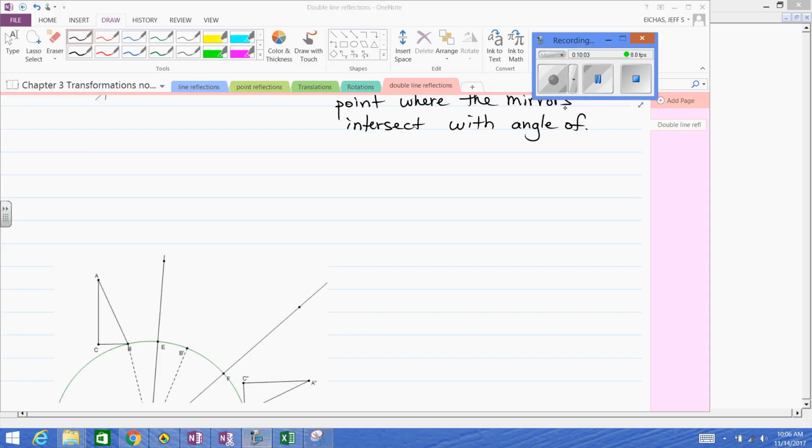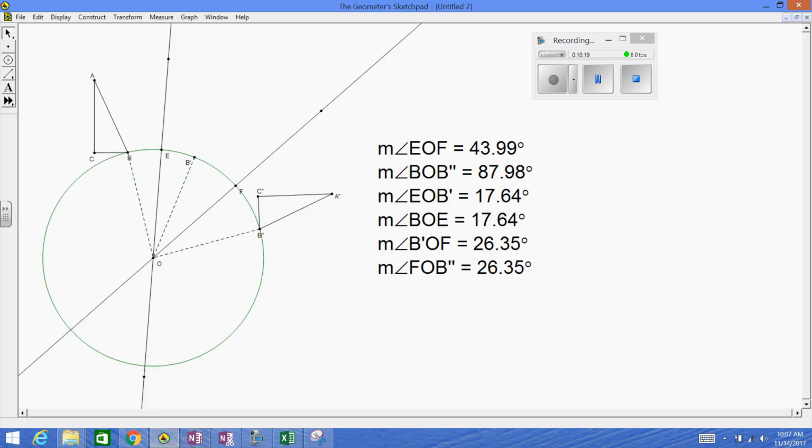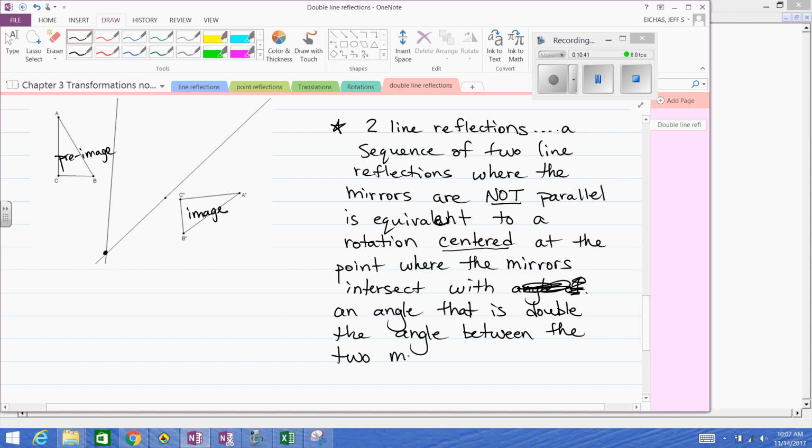Okay, so we're back over here. I wanted to finish this statement right here. When we have the two line reflections, we know that it's equivalent to a rotation, but then we've got to be specific. Where's the center? The center is where the two mirrors cross. Now, what's the angle? The angle is going to be double the angle between the two lines, the two mirrors.